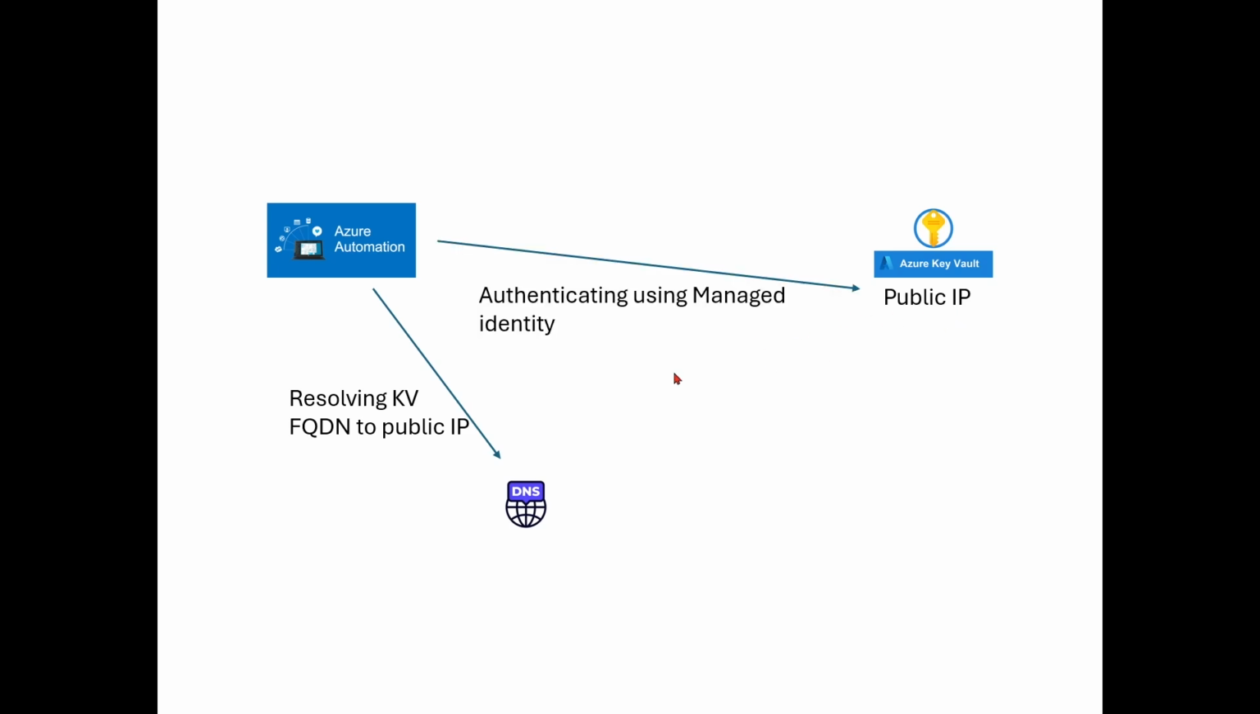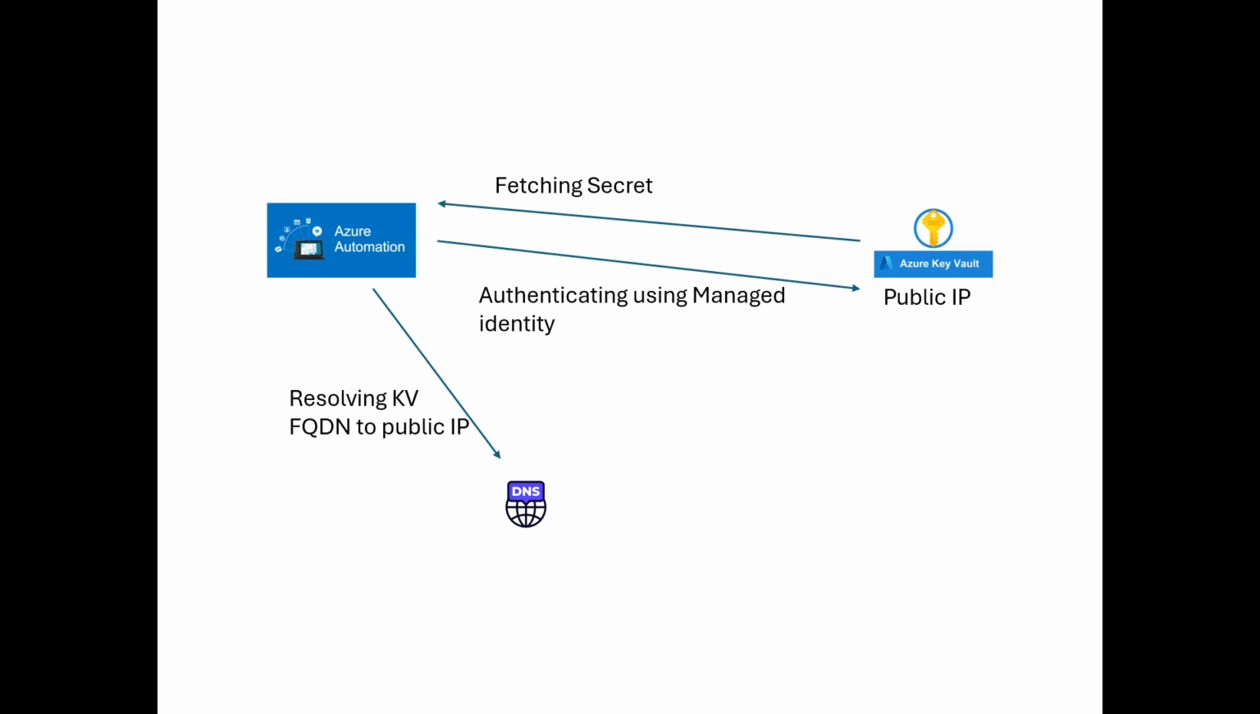Hello everyone. In the last video we saw that our script was running in the Azure automation account and it was fetching the secret from the key vault over the public IP. Our Azure automation account was querying the DNS. It resolved the FQDN of the Azure key vault to a public IP, connected to it using managed identity, fetched the secret, and the script ran.